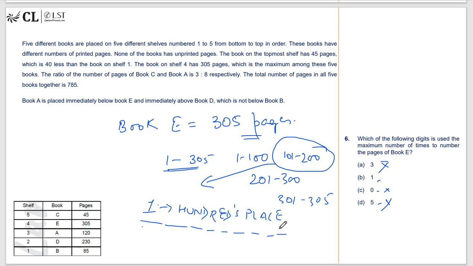So if you think in a logical way, then this question becomes easier, or else you would be writing and calculating how many times the digits have been used between 1 to 305. My particular logic is that we'll look at this kind of advantage. 3 is not getting that, 5 is not getting that. Okay, so the answer should be 1 here.